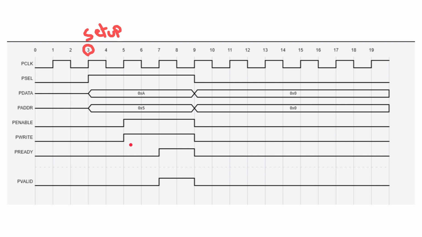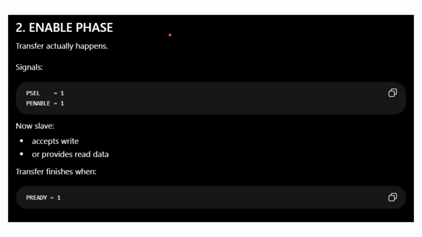Once the transfer is complete, like the write task is complete, the next signal will tell you that P ready signal will be high. Once the P ready signal is high, the master knows that the transfer is complete and we can receive the signal from the master as P value. So this is the master side signal. So this signal will be high once it receives the P ready signal. So you can see this is the setup phase and this is the access phase. So this is how the APB protocol works.